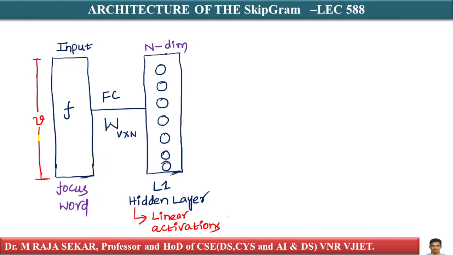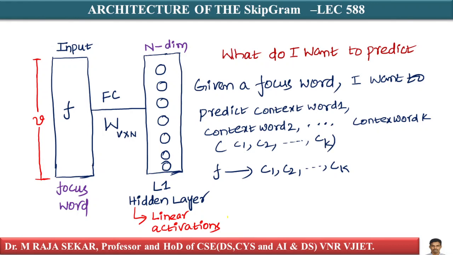What do I want to predict given a focus word? What is my task? I want to predict context word 1, that is C1, context word 2, that is C2, and so on, context word K, from F. F is my input. What is my output? My output is C1, C2, and so on, Ck. Context word 1, context word 2, so on, context word K.